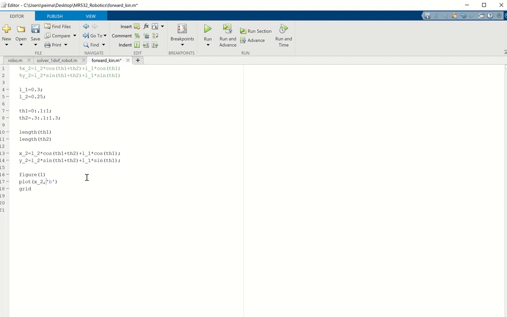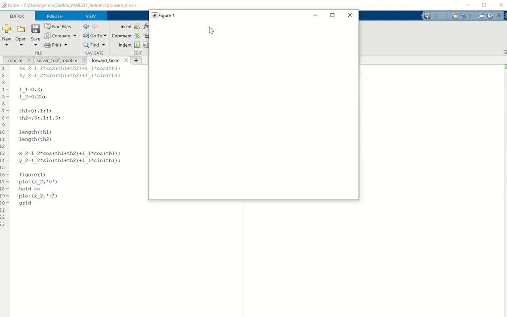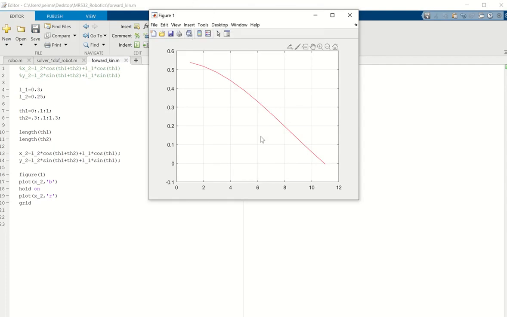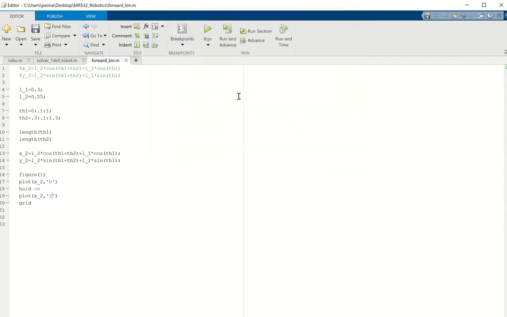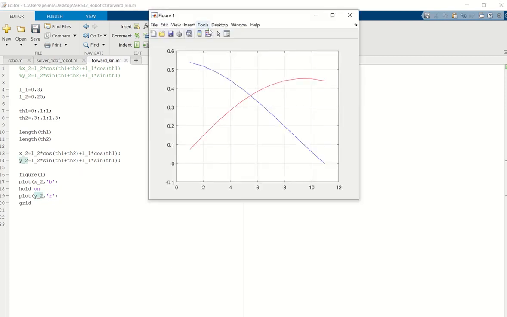Or you can say x2 and hold on, and y2 in red. Let us see what we get. Okay, here we go. The red one is the y of the end effector, and this is the x of the end effector. Understand?